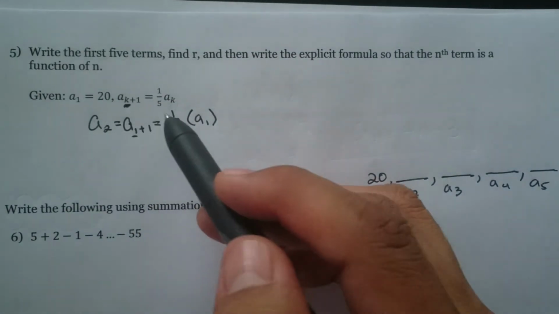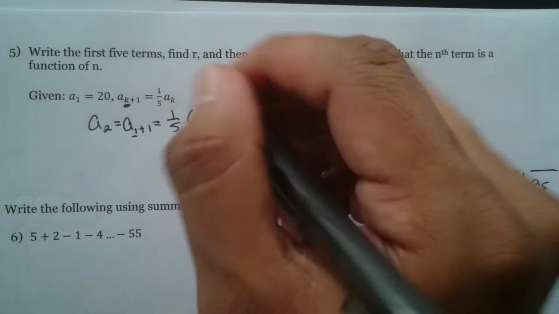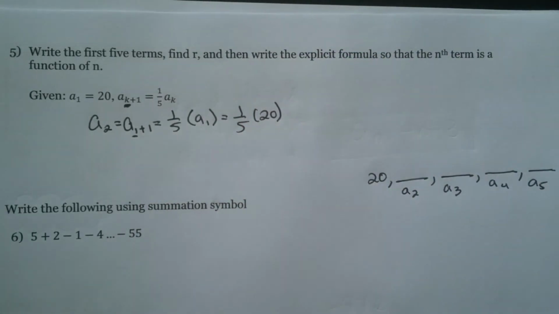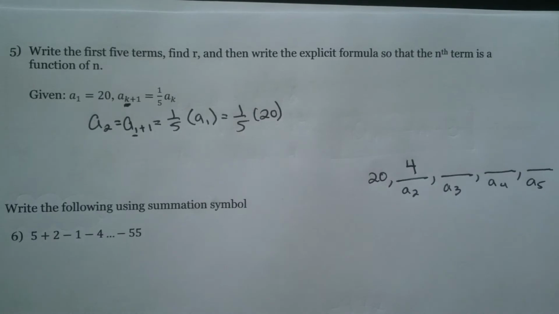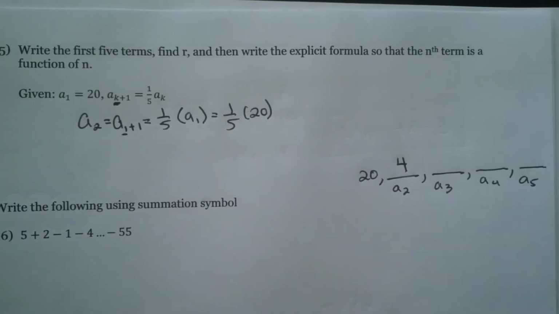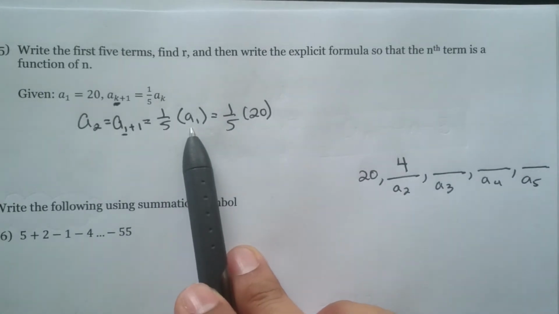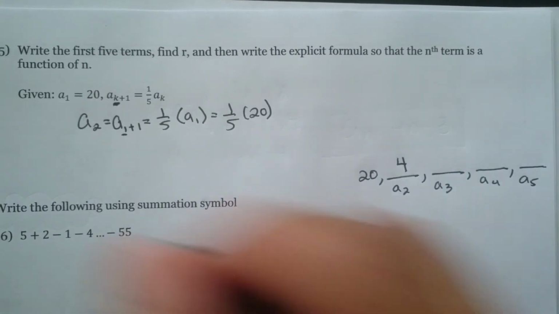Well, if it's 1/5 of a sub 1, do I know what a sub 1 is? Yeah, we told you it's 20. So what's 1/5 of 20? Well, that's 4. So can I find the 5th term here? Can I do that here? No, this is called a recursive formula. I need to know the previous term, just like how I needed to know the first term in order to get the second one. So we need to go in order.